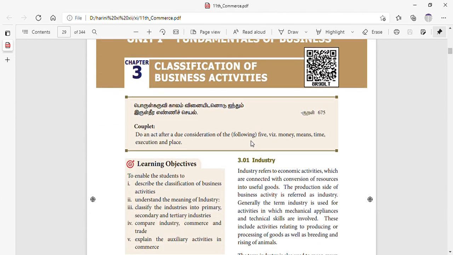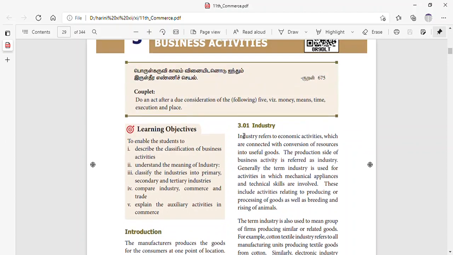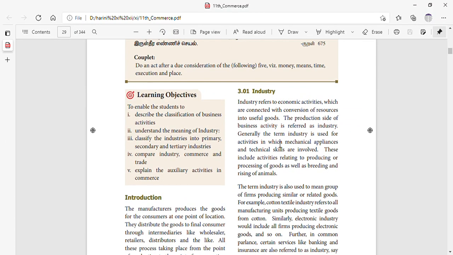So lesson number 3. You are now classifying business activities. Okay. So the first one is an industry. So industry is nothing but you are manufacturing goods.